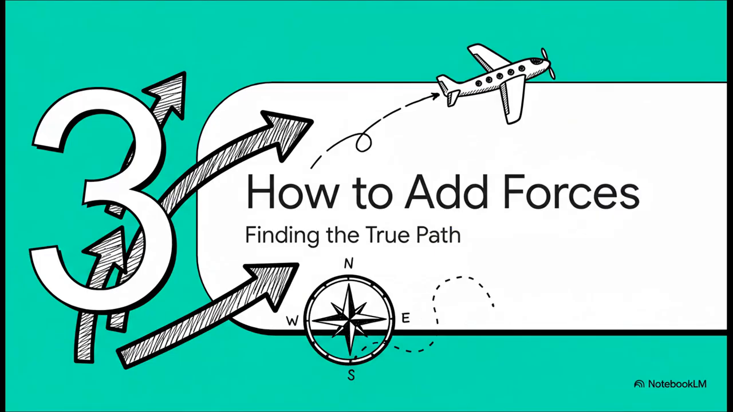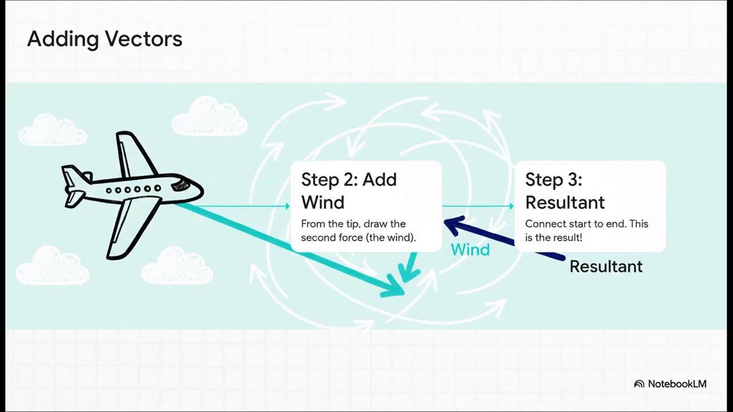All right, now for the cool part. Let's see how we can actually combine these forces, how we can add them together to find out where our pilot is truly going. Visually, adding vectors is surprisingly simple. First, you draw an arrow for the plane, its speed and its heading. Then, right from the tip of that first arrow, you draw a second arrow for the wind. The final step? Just connect the start of the first arrow to the end of the second one. That new line? That's your answer.